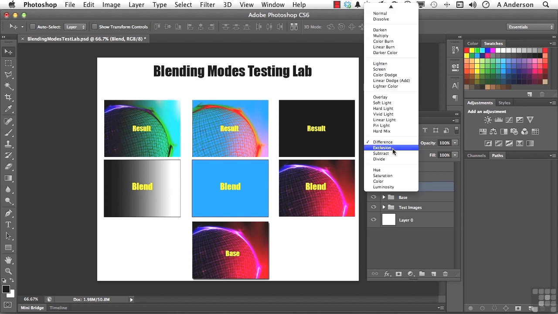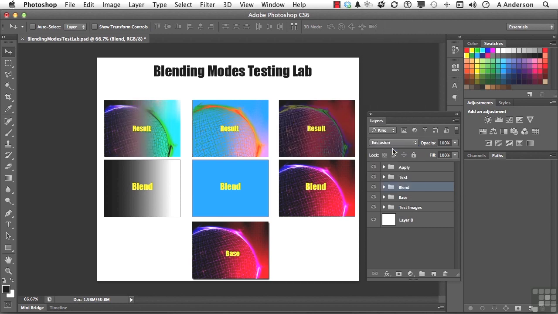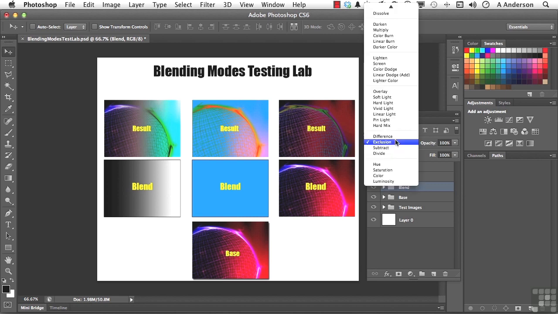Now that creates an effect similar to, but kind of lower in contrast than difference mode, but the same idea. Now you'll start seeing things in that last one on the right, because it's not exactly a perfect difference between the two. We're still getting that kind of what I would call a negative look over here. The next one over here is subtract.